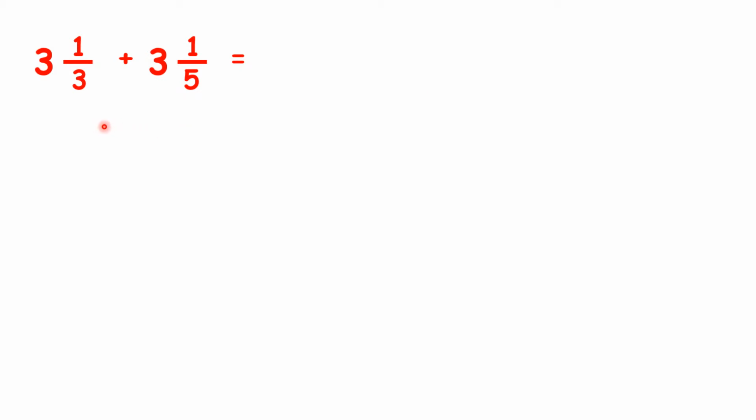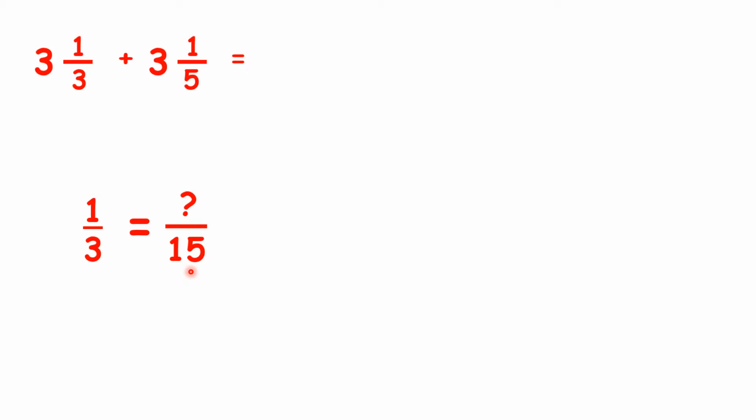Now this is more difficult. We have 3 and 1/3 plus 3 and 1/5. We know that we need to get the denominators the same, but 5 isn't a multiple of 3, so we need to change both fractions. What number could we use as our denominator?